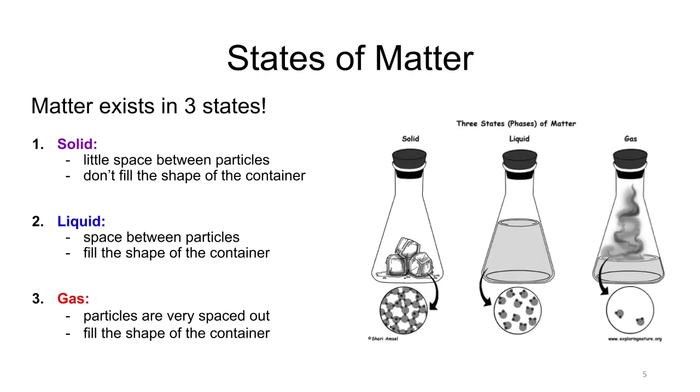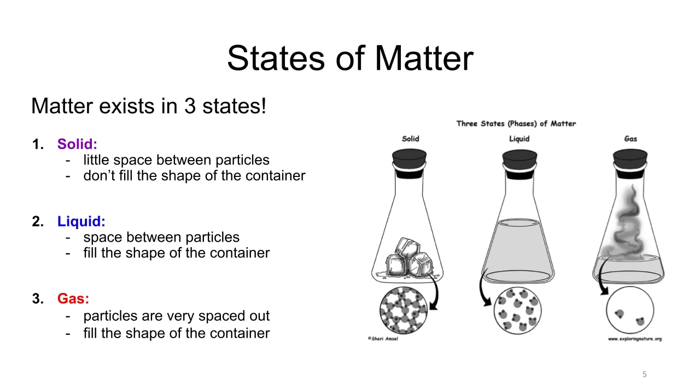As we know, matter can exist in three different states, either as a solid, as a liquid, or as a gas. Some differences between them is that solids tend to have little space between their particles. Liquids do have some space between their particles, a bit more than solids do, and then gases have very spaced out particles, even more so than liquids or solids. Another difference between the three is that the solid will not fill the shape of the container it is in, whereas the liquid and the gas will. We can see these principles illustrated on the figure to our right.